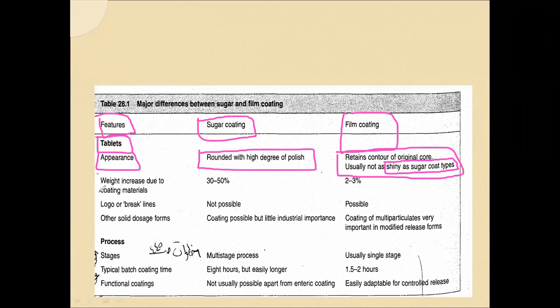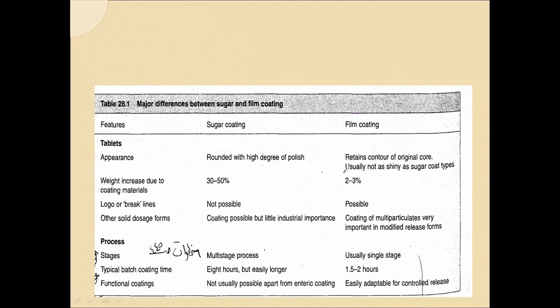So in the olden days, I told you that when the sugar coating process was used, the weight gain was up to 50%. So there is a lot of increase in the weight when you use the sugar coating process on tablet cores. You will find here an increase in the weight in the percentage range of 30 to 50%. On the other hand, the important point which we should know is that there is only a 2 to 3% increase in the weight when you apply film coating.